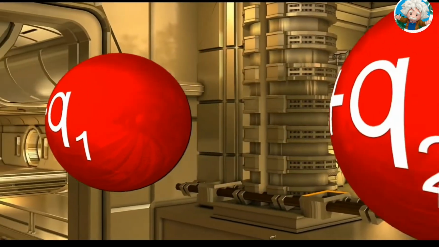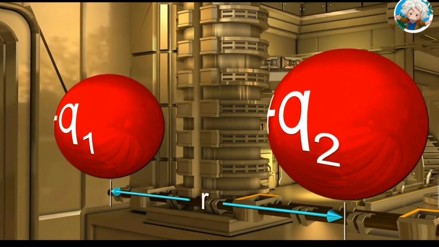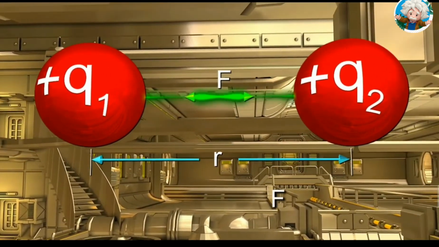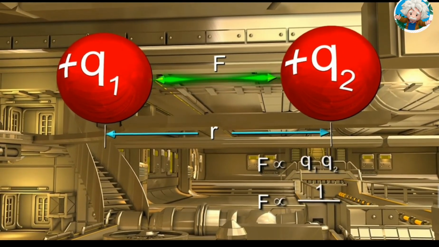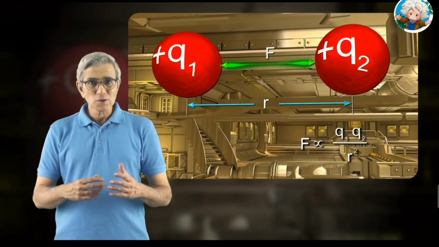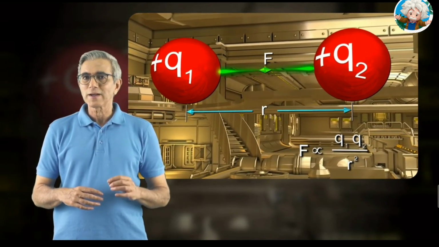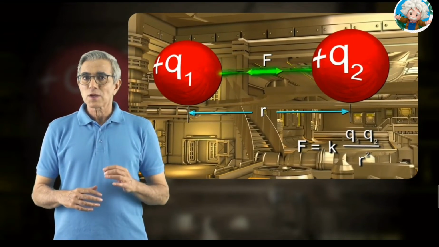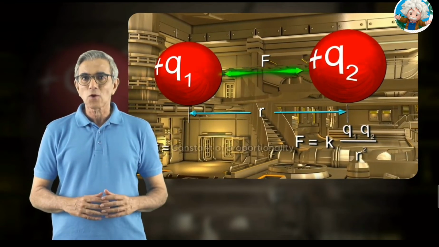Let Q1 and Q2 be two positive point charges at rest separated by a distance r. The magnitude of the force of repulsion F is proportional to Q1 times Q2 and inversely proportional to r square. Combining these two, F is proportional to Q1 times Q2 divided by r square. So F is equal to constant K times Q1 times Q2 divided by r square. Here K is the constant of proportionality.